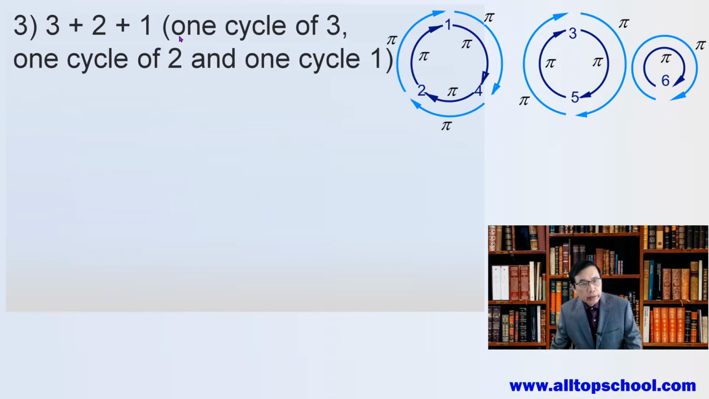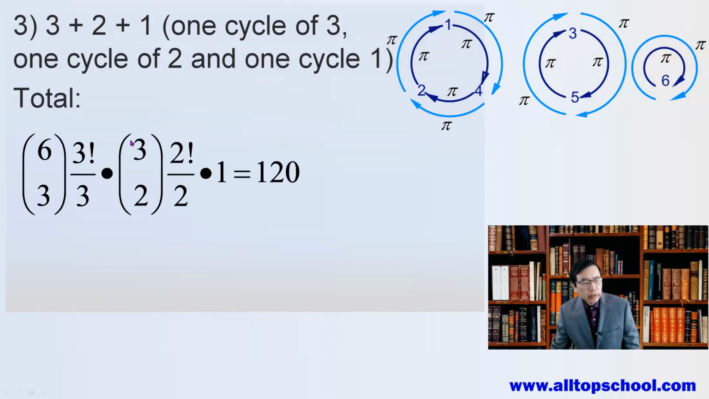So the third case, we get 1 cycle of 3, 1 cycle of 2, and 1 cycle of 1. For example, I'm going to put 1, 2, 4 in a cycle, 3, 5 as a cycle, and then 6 by itself. We do the same thing to get the total. For the first one, you do 6 choose 3 for the numbers. The arrangement is 3 factorial divided by 3. Then for the remaining 3, I'm going to choose 2 for the second group, so 3 choose 2, and also the arrangement, 2 factorial over 2. And then for this one, there's only 1 left over. So we get the result 120.